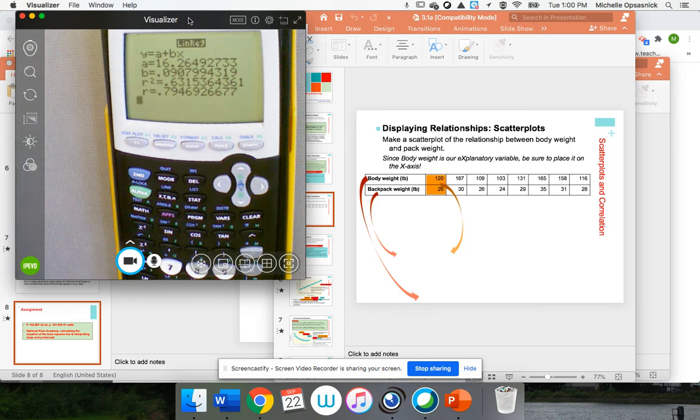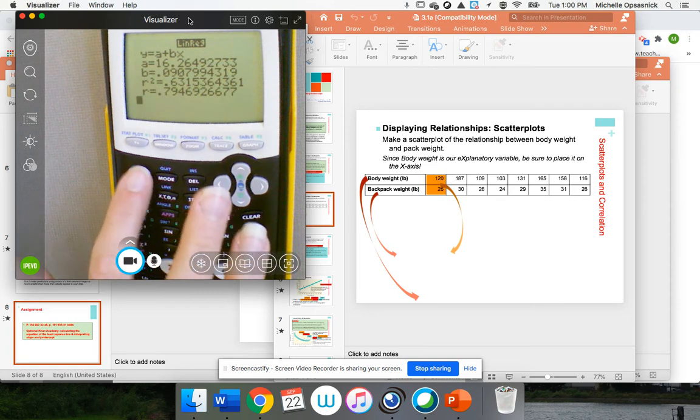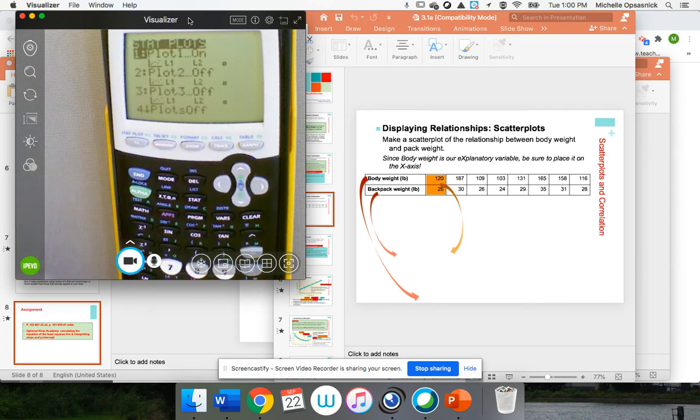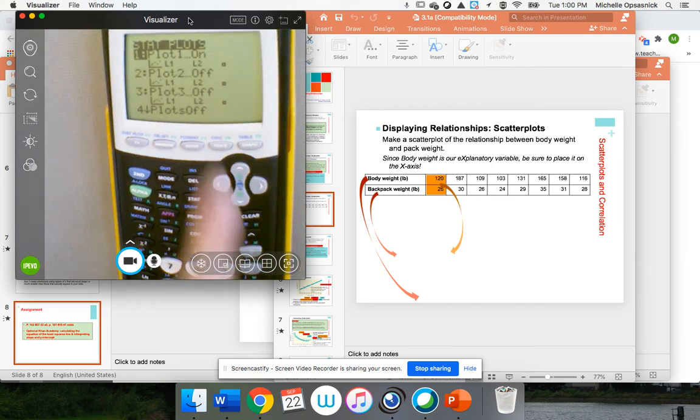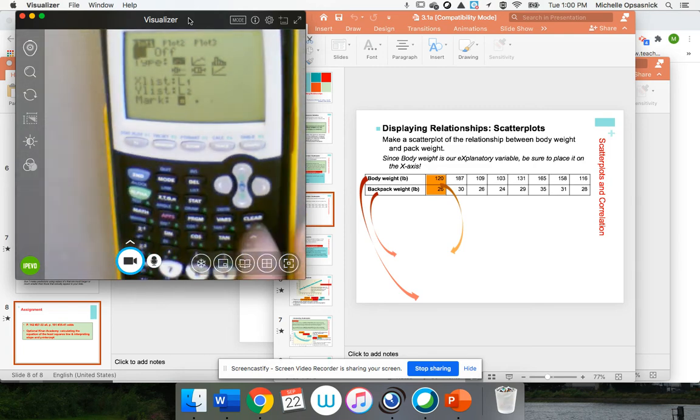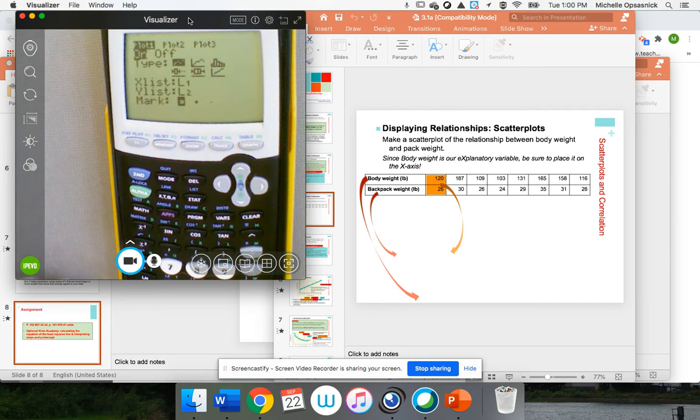So now if I want to look at my scatter plot with the line on top of it, I have to make sure that I make a scatter plot. So I'm going to do second, y equals for that stat plot. Again, I just want that first one to be turned on. Everything else should be off. My type should be the scatter plot, which is this first one here, L1 and L2. And then once that's all set up, I can hit zoom 9 for my zoom stat. And then I see that line coming up on my scatter plot.